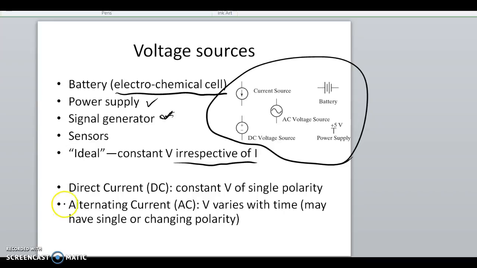We have two kinds of voltages that we work with. We have DC current, which is when you have a constant voltage of single polarity, and alternating current, when you have voltage that varies with time. It may either go positive to negative or positive to 0 or something like that.